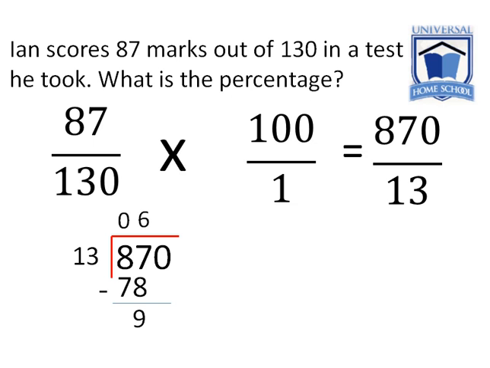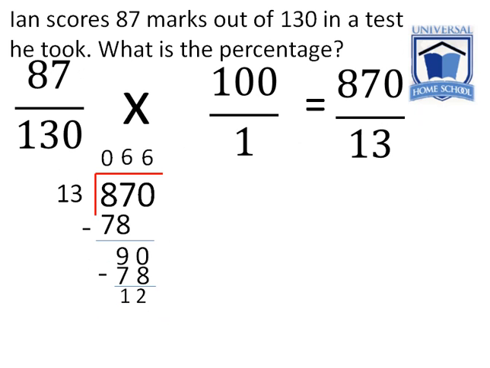Next step, we bring the 0 down to make it a 90. Then we divide 13 into 90, which would be 6. So far, we've got 13 into 870 would be 66. So we do that again. 6 times 13 is 78. Take 78 away from 90, which would get us 12. So far we've got our answer: 66, remainder 12.